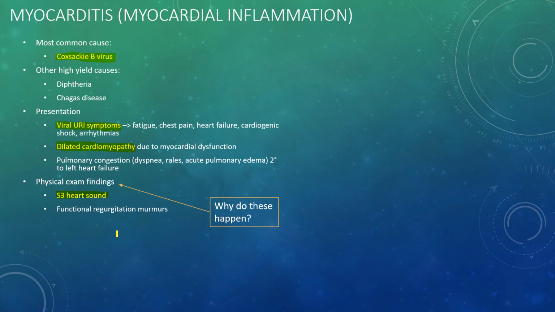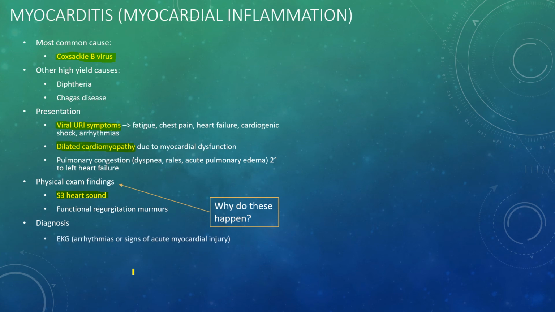Functional regurgitation murmurs. Why do you get these? Remember, if you dilate a ventricle, what's going to happen? You're going to stretch on the valves as well. If you stretch on the valves, you open up the valves during systole, and you get backward flow through the mitral valve. So you get a functional mitral regurgitation with left ventricular dilation.